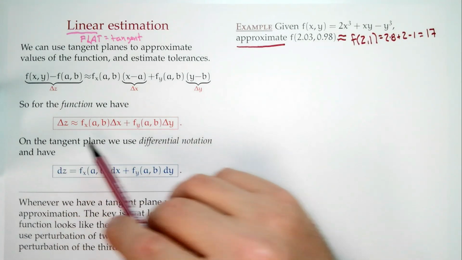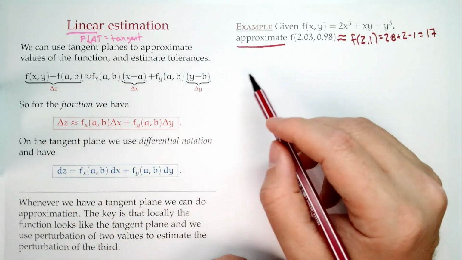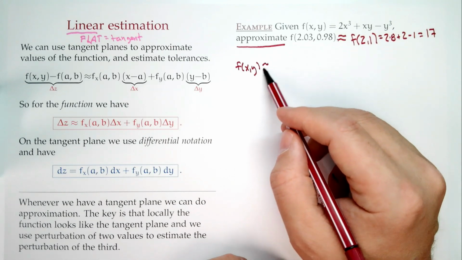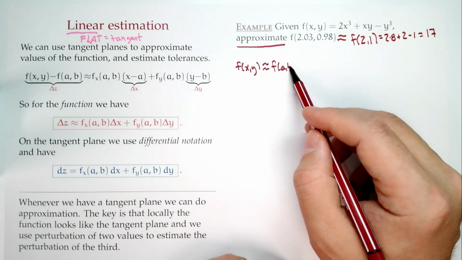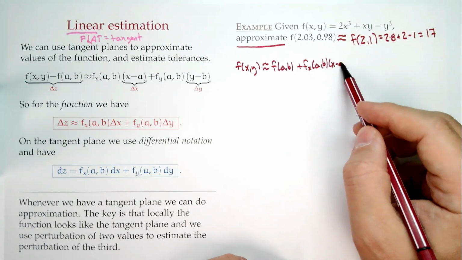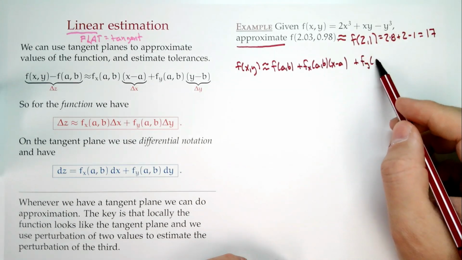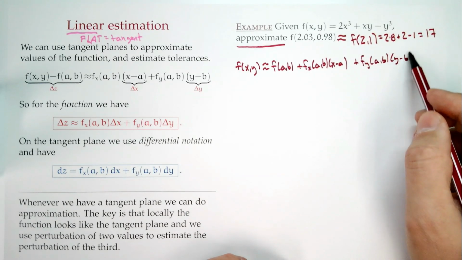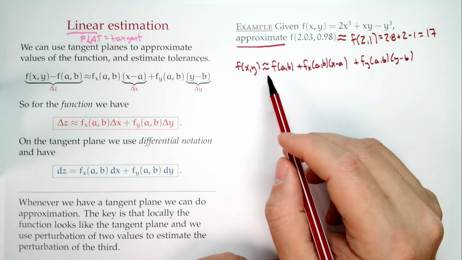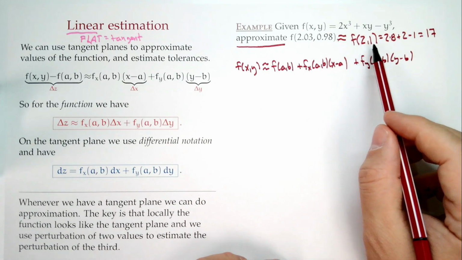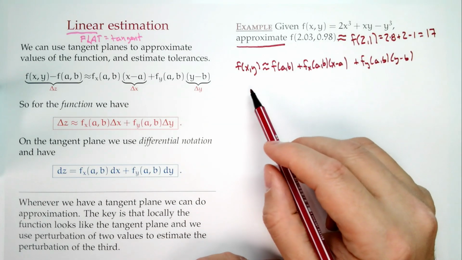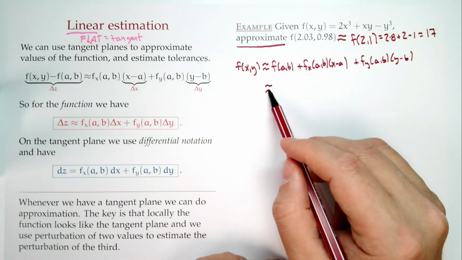So, from here, we can say our function f of x, y is approximately f at (a, b) plus f sub x at (a, b) times (x minus a) plus f sub y at (a, b) times (y minus b). And this is for any (a, b). This is just a generic statement. And the approximation is good whenever we're close. So that's why we want to pick 2, 1. We wouldn't want to pick 0, 0 because we're not close to 0, 0.